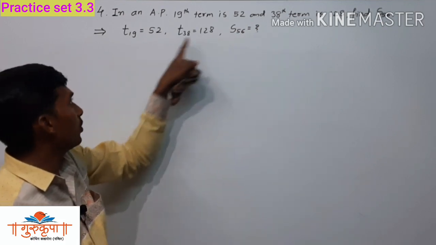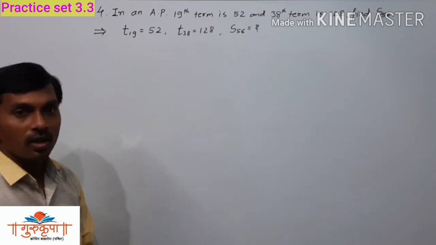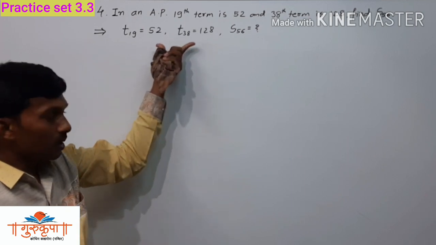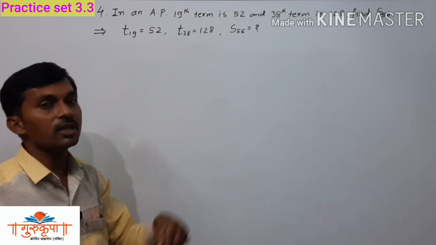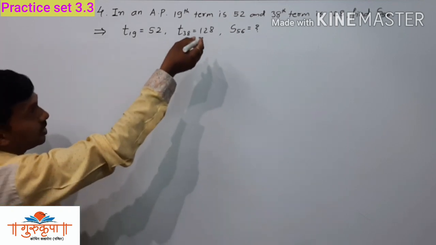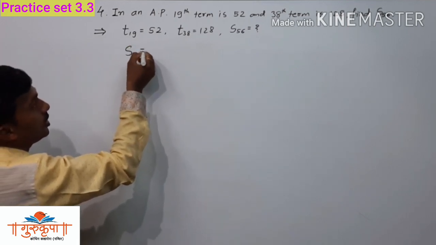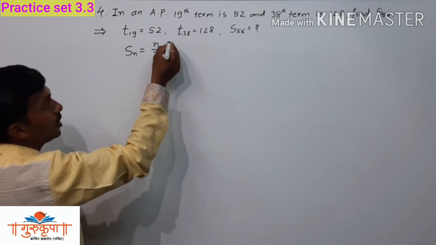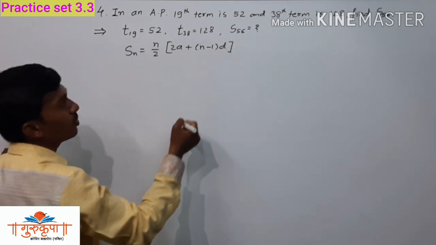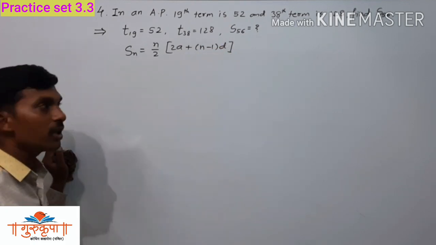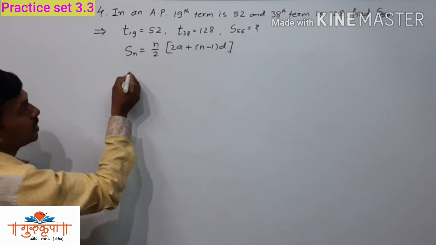Now we will directly write the formula for finding the sum of n terms. We will put the value of n as 56, and wherever it is possible to simplify, we will simplify, and then we will represent it as equation 1. So first we will write the formula for finding the sum of the n terms, and that formula is Sn is equal to n by 2 into the bracket 2a plus n minus 1 into d, bracket close. This is the formula for finding the sum of n terms, and since we have to find the sum of 56 terms, we have to put 56 in place of n.